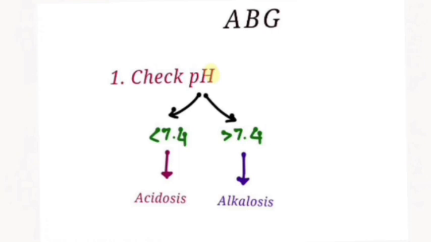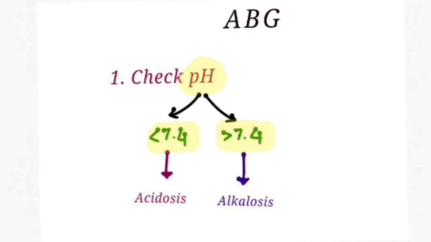So the first step is to check the pH of the patient. Normal blood pH is 7.4. In cases of acidosis, the pH is less than 7.4, and in case of alkalosis, the pH is more than 7.4. So in the first step, we have determined if the patient has acidosis or alkalosis. Now the next step will be to find out if the patient has respiratory or metabolic alkalosis or acidosis.